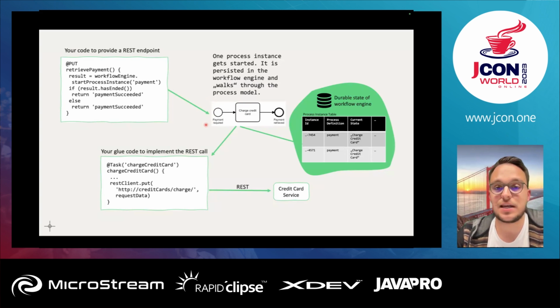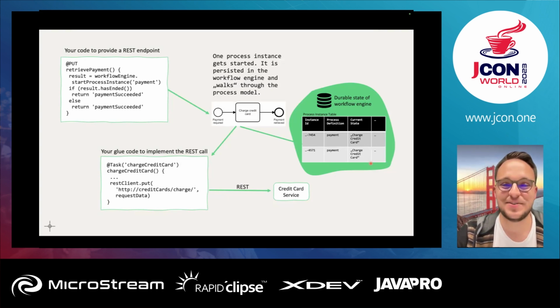The process instance can have specific data entries, for instance, and then we execute a task called charge credit card. There we call a piece of code, glue code more or less, which handles the integration to our credit card service. All of this is persisted in a durable state, so we have a relational database, for instance, right here. And that's how a workflow engine works, broken down to the most important parts.